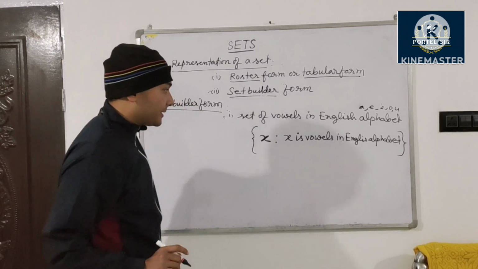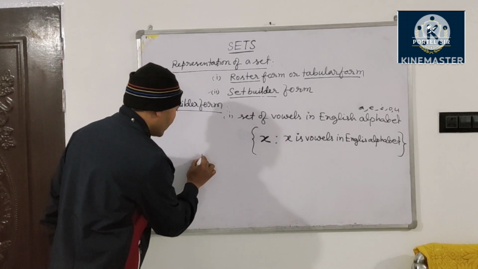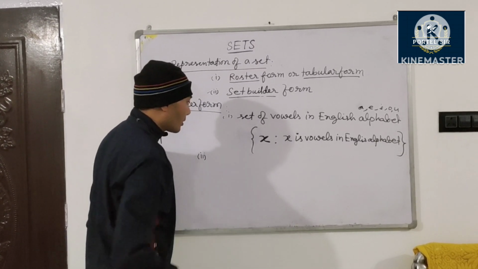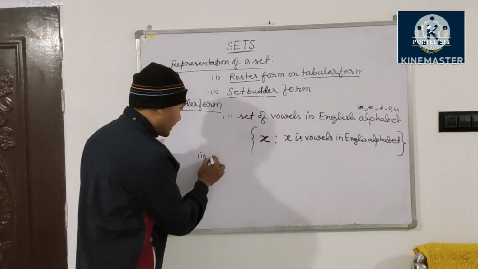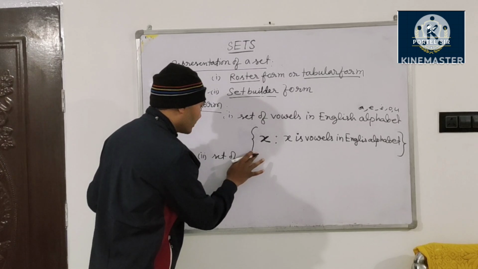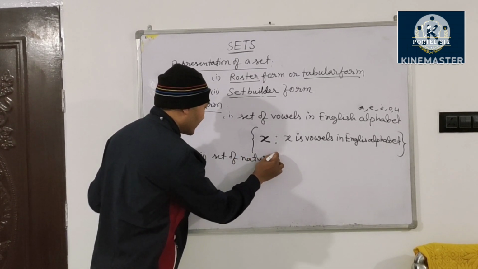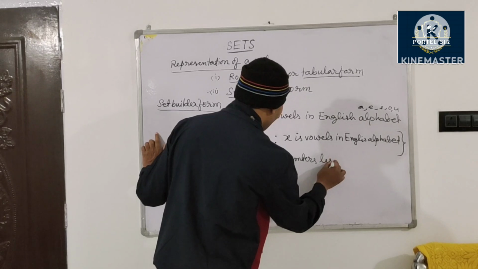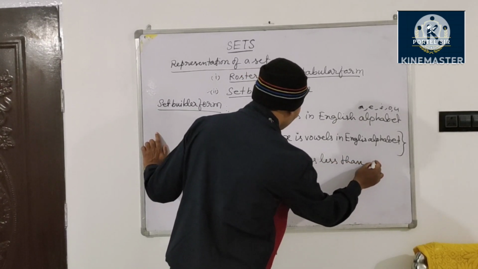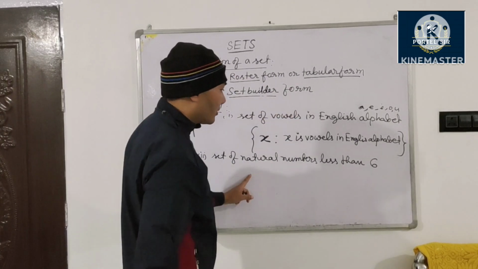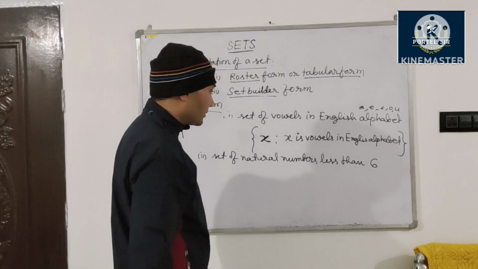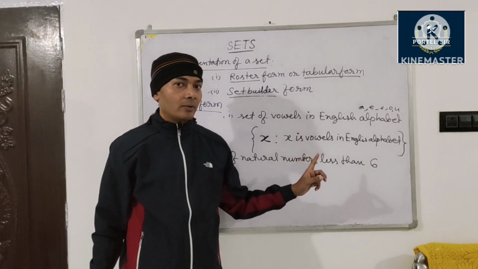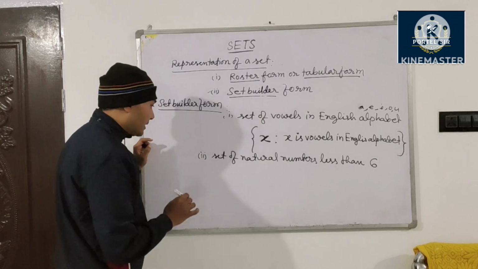Now I'll give you more examples here. For example, suppose the set of natural numbers less than 6. This type of set we have already done in roster form, yes or not? And we know what the set of natural numbers is: 1, 2, 3, 4, 5. Is it clear? Now see, in set builder form, how can we write?